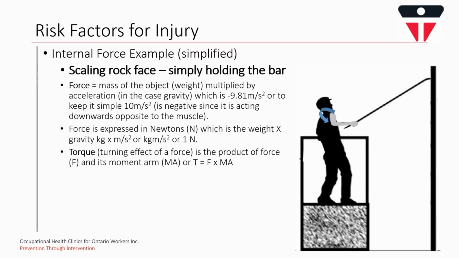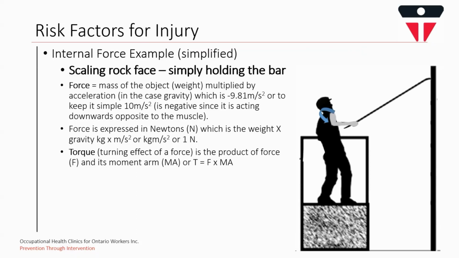Here's just a very simplified version. It's someone standing, holding a scaling bar, and they're not actually moving. They're just holding the bar in the air. So if we're going to try and figure out what would be the internal force this person would be exerting, there's a couple of things we need to know. The first force is the mass of the object, the weight, multiplied by gravity. To simplify it, we're going to say 10 meters per second squared.